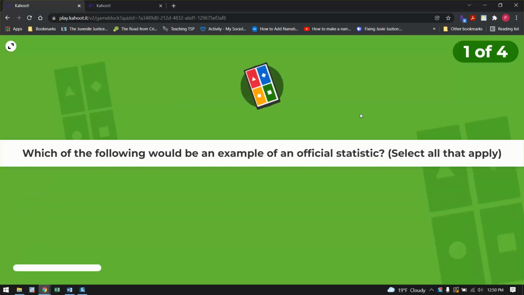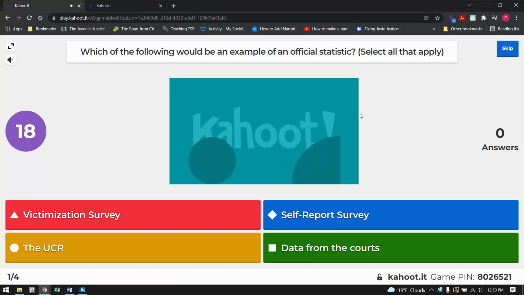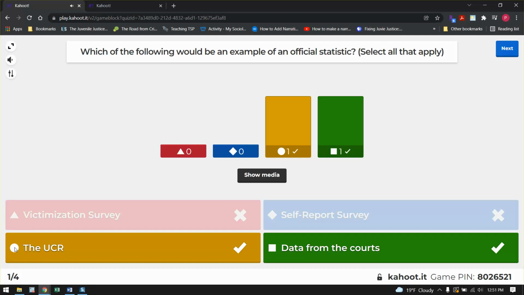So the first question is looking for you to identify what would be an example of an official statistic. If you recall back in this lecture, we talked about different sources of data that give us an idea of the nature and extent of crime. When we're talking about official statistics, we're talking about data that comes from the police, as in the case of the UCR, as well as data from the courts. Both of those would be examples of official data.